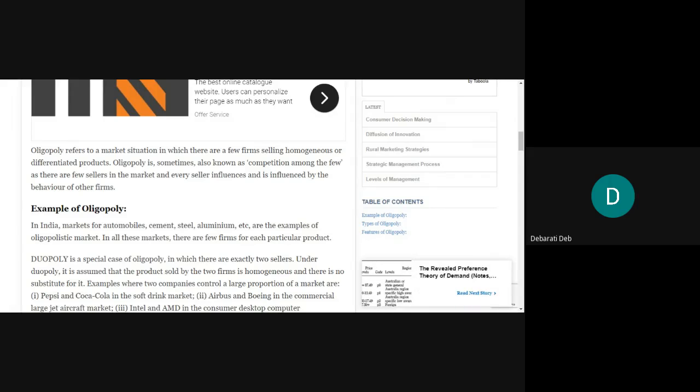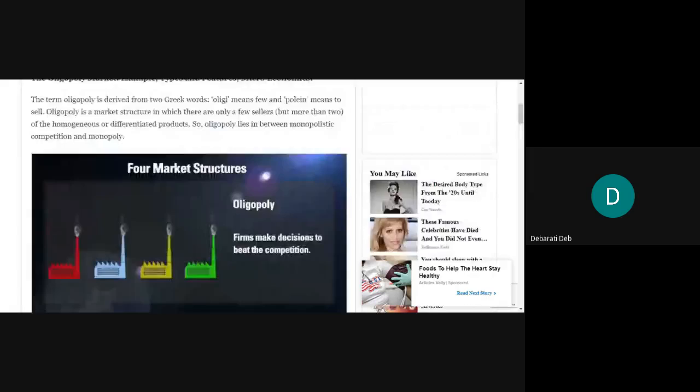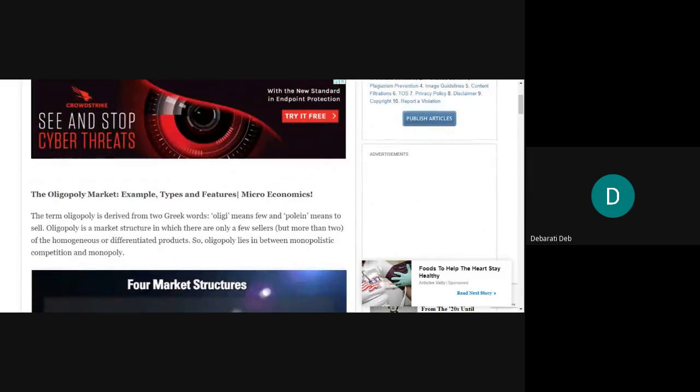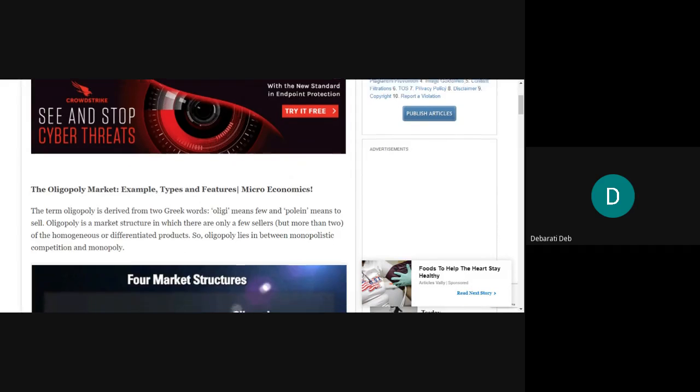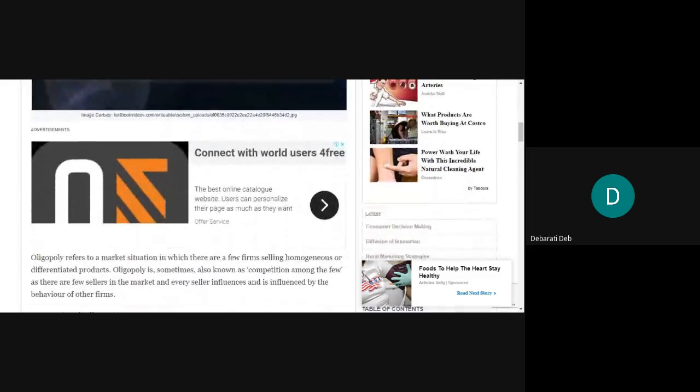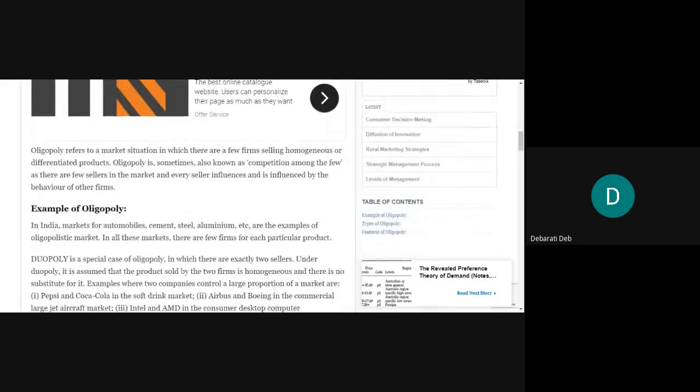Actually, in oligopoly, there are two words which have been mingled, and then this word has been derived. The two words are two Greek words, basically. The first one is oligi, which means very few, and the second word is polyen, which means to sell. When these two words are mixed, it becomes oligopoly. That means few sellers.